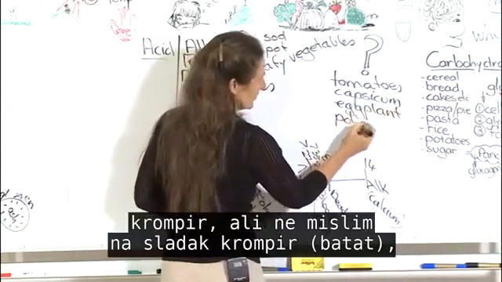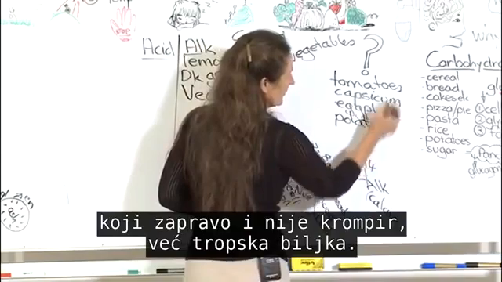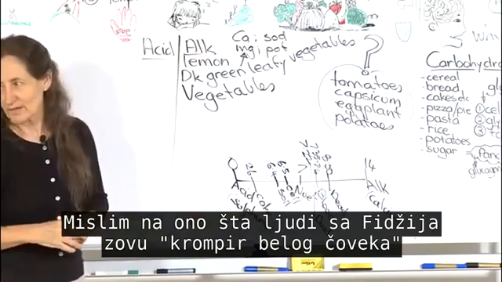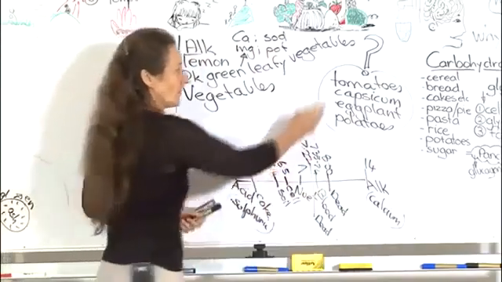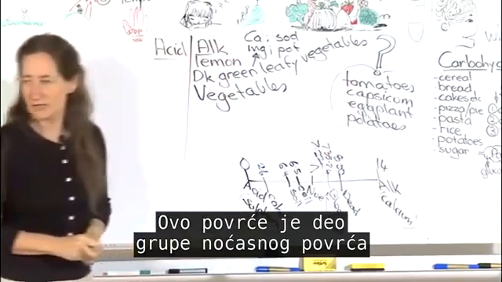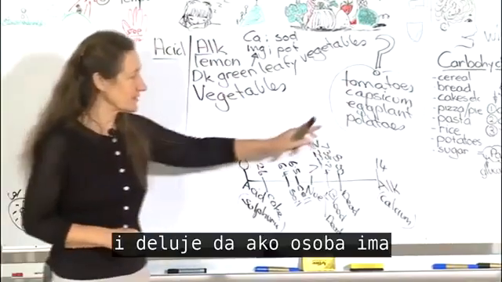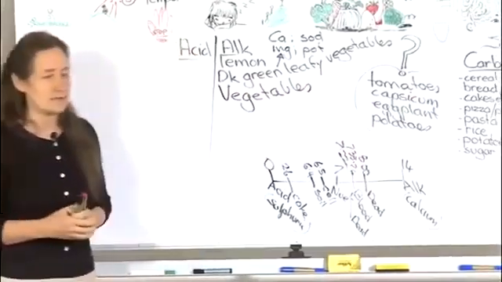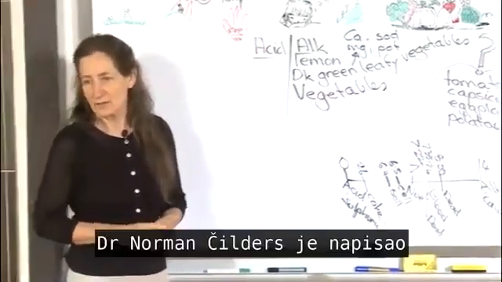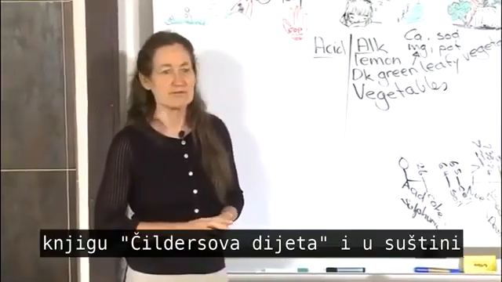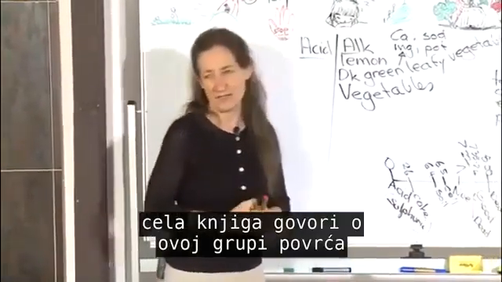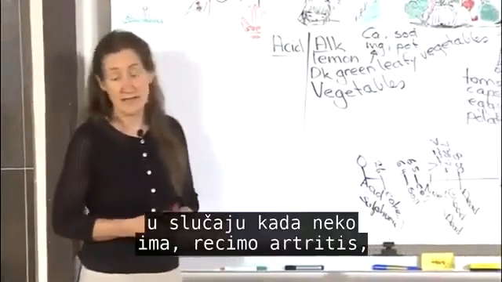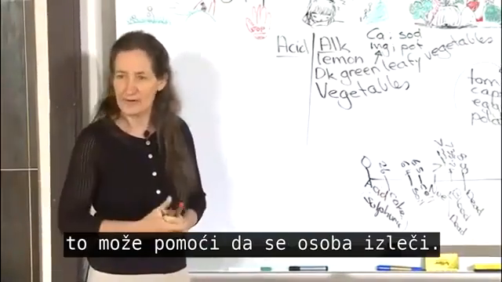And I'm not referring to the sweet potato, which actually is not a potato, it's a yam. I'm referring to what the Fijians call the white man's potato or the Irish potato. All of these vegetables are part of the nightshade family. And it appears that if someone has an inflammatory condition in their body and they eat the nightshades, it increases the inflammation. Dr. Norman Childers wrote a book called The Childers Diet, and the whole book's basically on the nightshades. And he shows how eliminating the nightshades when someone has, say, arthritis, can help to heal from arthritis.